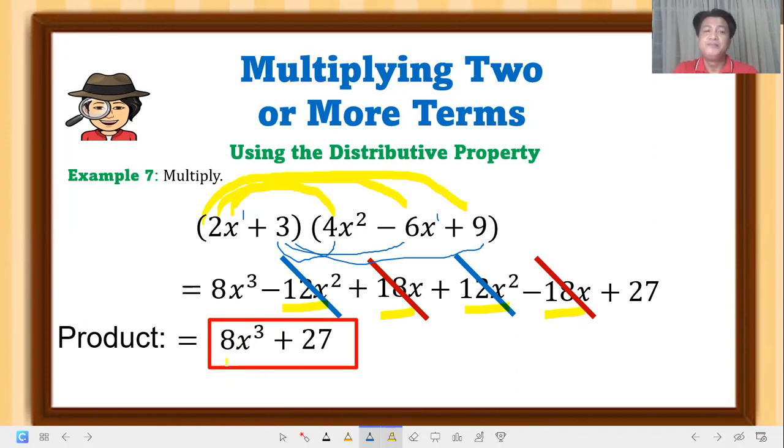Remember, this is sum of 2 cubes. Kapag nag-factoring tayo, we call that special product. So, that will be discussed next meeting.